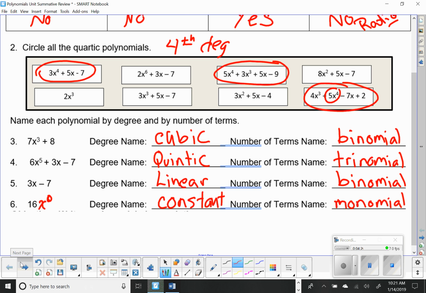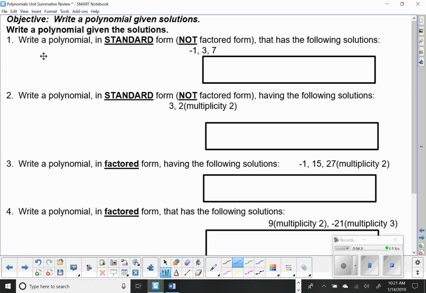We're also going to put objective 2 in the same video. Objective 2 is to write a polynomial given the solutions. Well, to do that, make sure that you don't do more than you have to. In other words, pay attention to which form. Write a polynomial in standard form. Okay, this means that I have x equals -1, x equals 3, x equals 7.